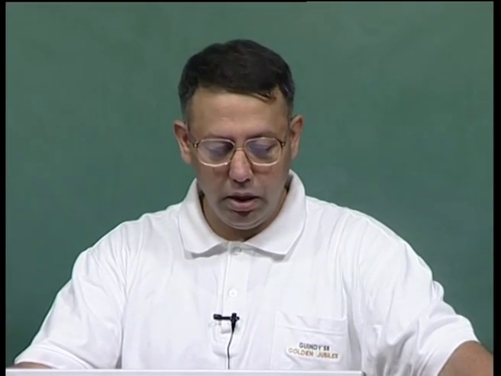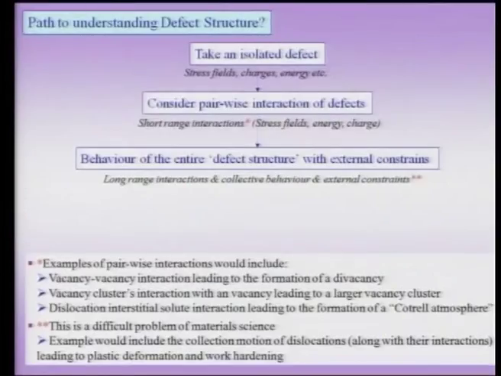So, we saw that the term defect structure hides in it a lot of details, and if we really want to understand properties of materials, we perhaps have to understand this defect structure. So, what is my pathway to understanding this defect structure? As we said, the first thing we will do, of course, is take up isolated defects.